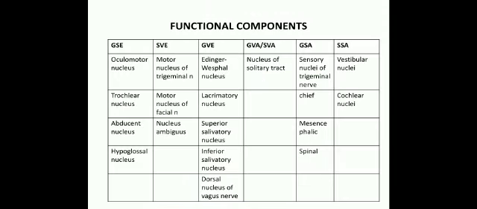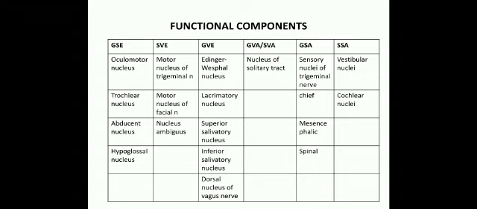So, in this table I have summarized the functional components. General somatic efferent will include the oculomotor nucleus, trochlear nucleus, abducent nucleus and hypoglossal nucleus. Special visceral efferent includes the motor nucleus of trigeminal nerve, motor nucleus of facial nerve and nucleus ambiguus. Then general visceral efferent includes the Edinger-Westphal nucleus, lacrimatory nucleus, superior salivatory nucleus, inferior salivatory nucleus and dorsal nucleus of vagus nerve. The general visceral afferent and special visceral afferent include the nucleus of solitary tract.